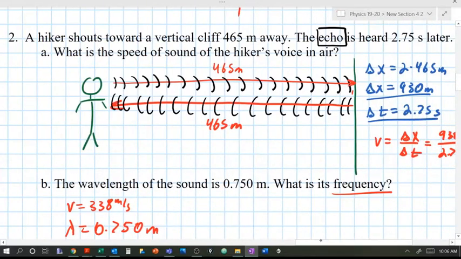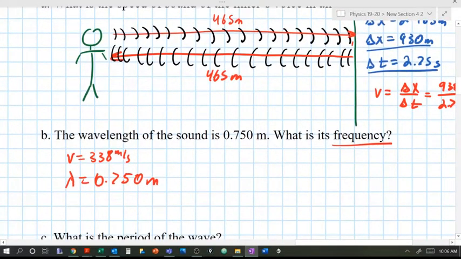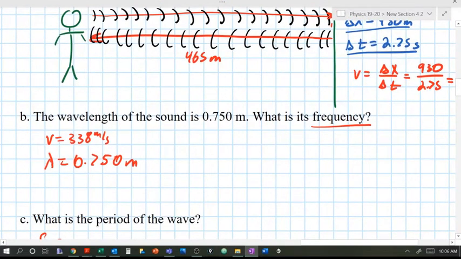All right. Now in B, we are given the wavelength, 0.75 meters, and we already know the speed from part A. So we can calculate the frequency of this person's voice. And this is going to tell us how high or low pitched the person's voice is. So velocity equals frequency times wavelength. That's the equation that'll work for us. We're going to divide each side by wavelength to isolate the frequency variable. So velocity over lambda equals frequency.